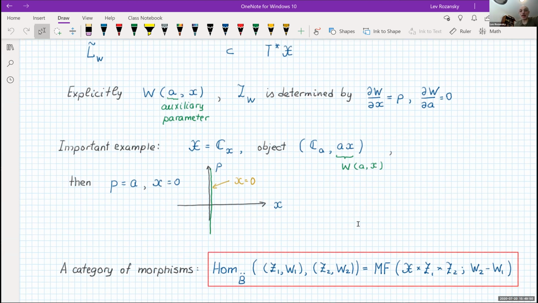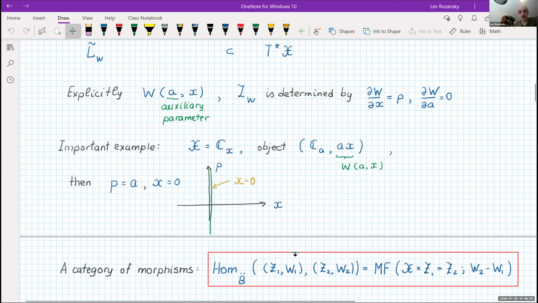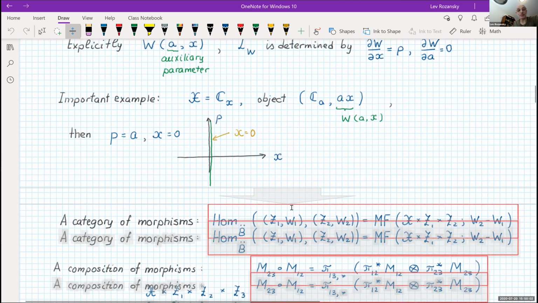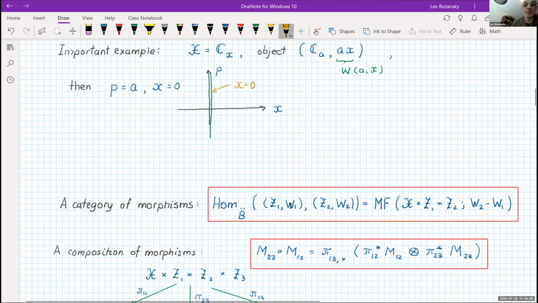Now, if you want bad examples, consider W of a and x, which is, well, try a x squared and try a squared x, just as examples. One of them will give you a cross, which is not exactly a cross in p and x. So these will be pretty bad.